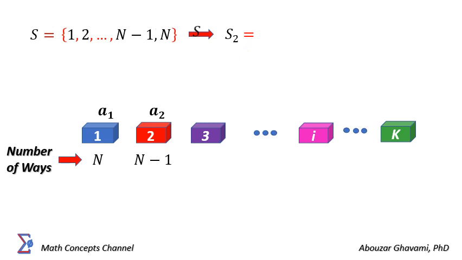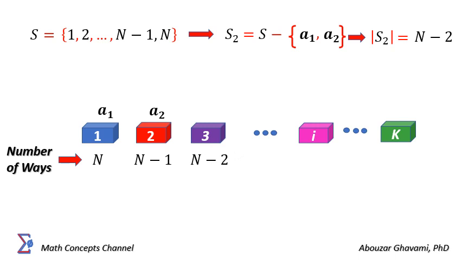S2 is the set of all objects excluding A1 and A2. The number of objects in S2 is n-2. Thus, we have n-2 choices to fill up the third place. Let A3 denote the object that we choose from S2 and put it into the third place. Let's continue this pattern iteratively and find the number of ways we can put an object in the ith place.